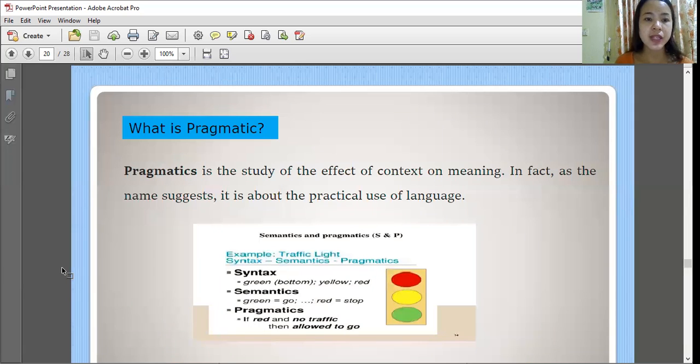What is pragmatics? Pragmatics is the study of the effect of context on meaning. In fact, as the name suggests, it is about the practical use of language. Here I compare syntax, semantics, and pragmatics. Syntax: the traffic light is green, yellow, red. In the meaning of semantics, green means we can go, red means we stop, and yellow means we pay attention and prepare to stop. Like pragmatics: if it is red we cannot go, and green allows us to go.